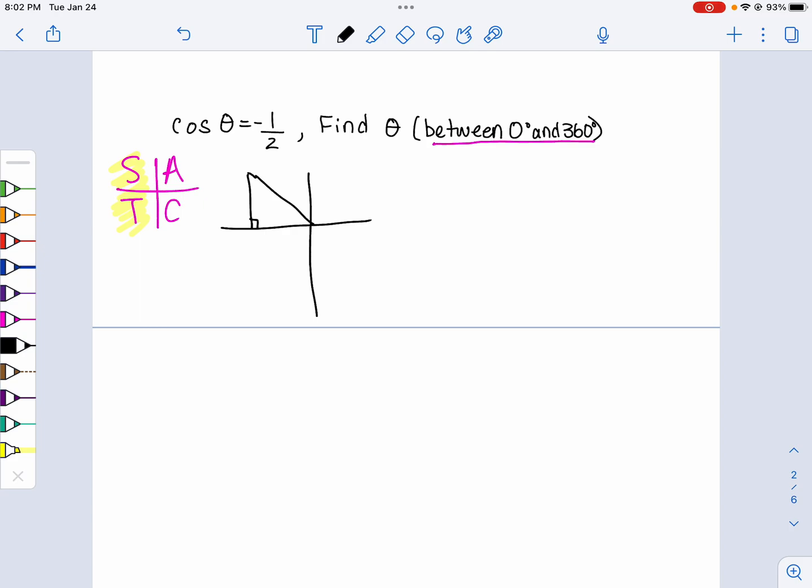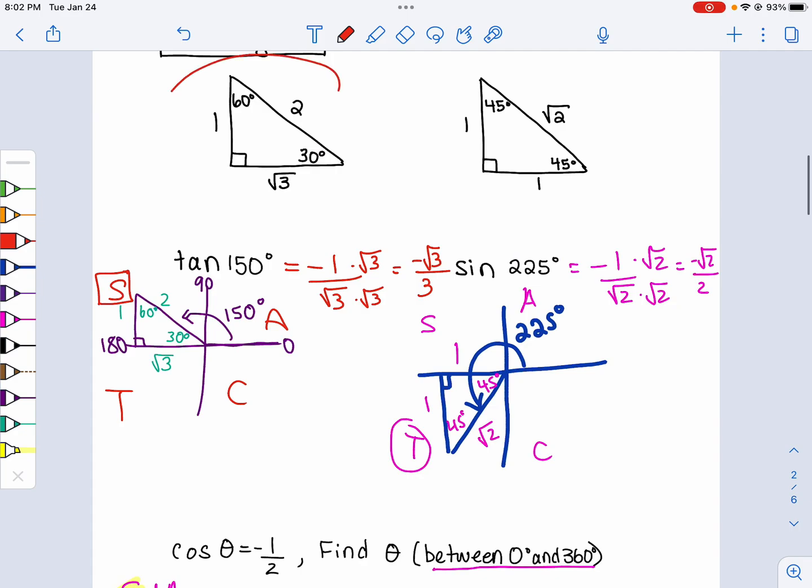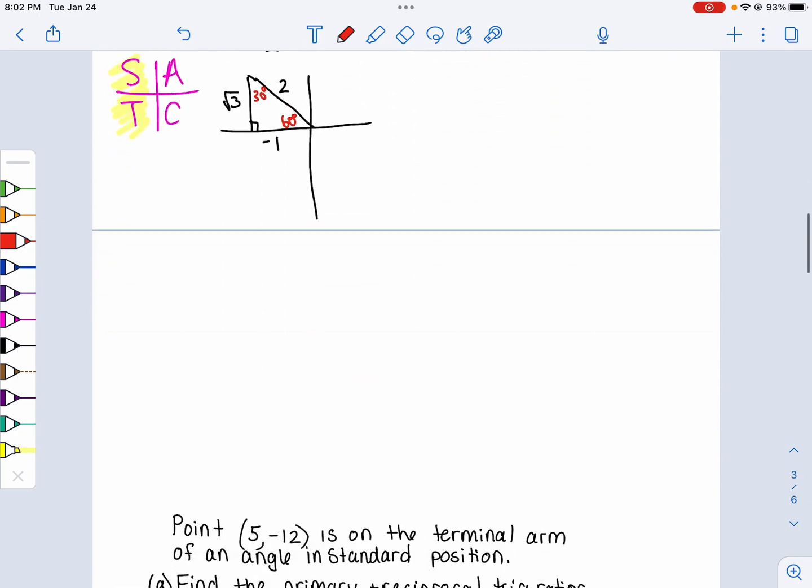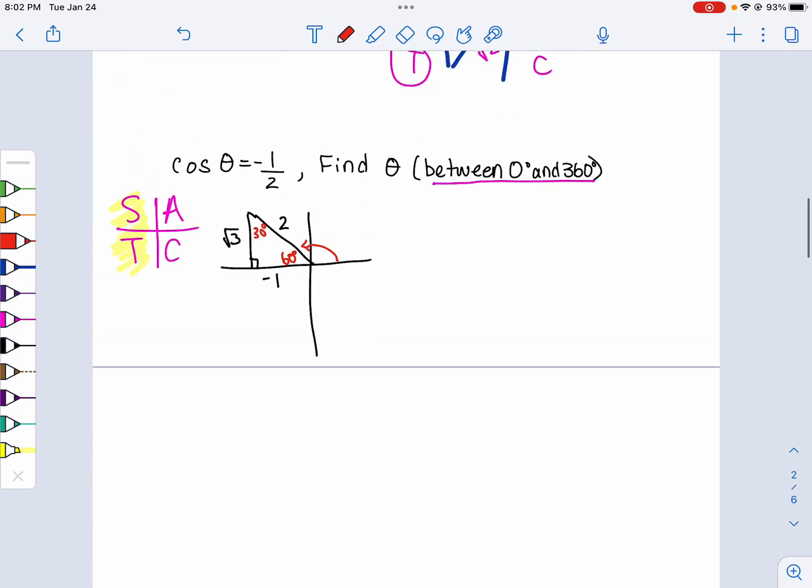So in order for cos, which is adjacent over hypotenuse, to be negative 1 over 2, I know it's going to be negative 1, 2, root 3, because I recognize those numbers. So I know this is going to be a 30, 60, 90 triangle. And I just know that because I'm quite familiar with my special triangles. So now I'm looking for the principal angle here. So theta is going to equal 180 minus 60, or just 120.